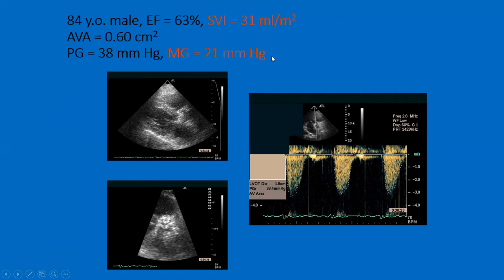So in this case, in spite of the fact that the valve area is 0.6 and severe AS, ejection fraction is normal, has a low stroke volume, less than 35, and a low mean gradient, less than 40, and still it's severe aortic stenosis. So this is an example of low flow, low gradient, normal ejection fraction paradoxical aortic stenosis.